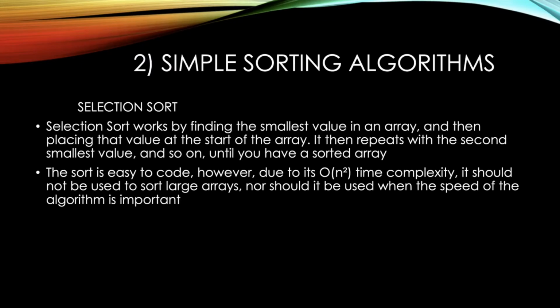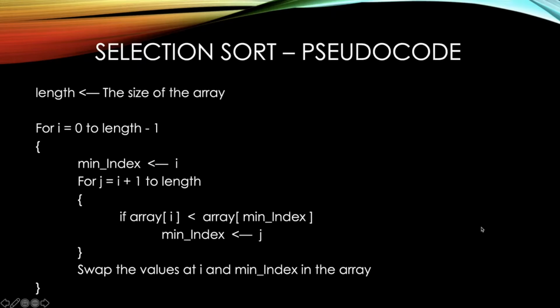The first is a selection sort. Selection sort works by finding the smallest value in an array and then placing that value at the start of the array. This is repeated until you have a sorted array. It's easy to code, however, due to its O(n squared) time complexity, it should not be used to sort large arrays, nor should it be used when the speed of the algorithm is important.